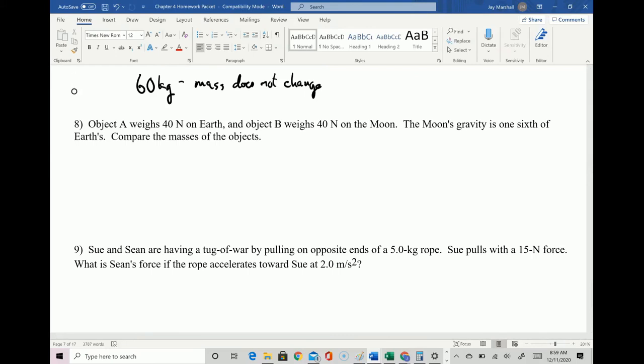So an object A weighs 40 newtons on Earth, and object B weighs 40 newtons on the moon. The moon's gravity is 1/6 of the Earth's. Compare the masses of the objects.